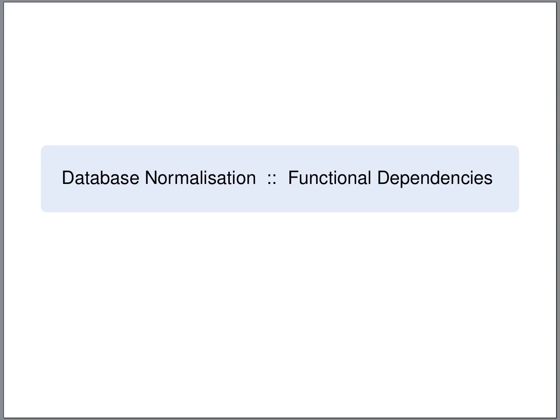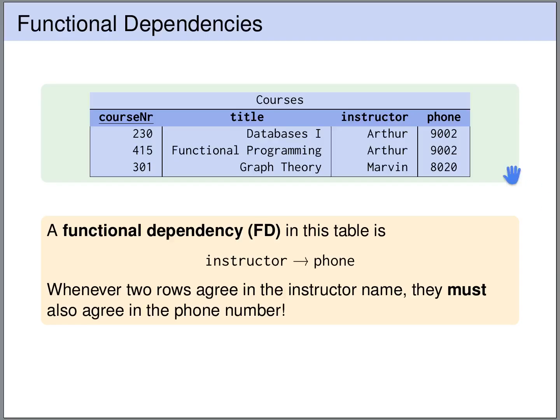Functional dependencies are a generalization of keys, and they play a major role in the theory of relational database design. On this slide we see again the table courses. Each course has a course number, a title, an instructor, and we store the phone number of the instructor. In this table, a functional dependency, short FD, is the instructor uniquely determines the phone number. And we write this using such an arrow that the instructor uniquely determines the phone number.